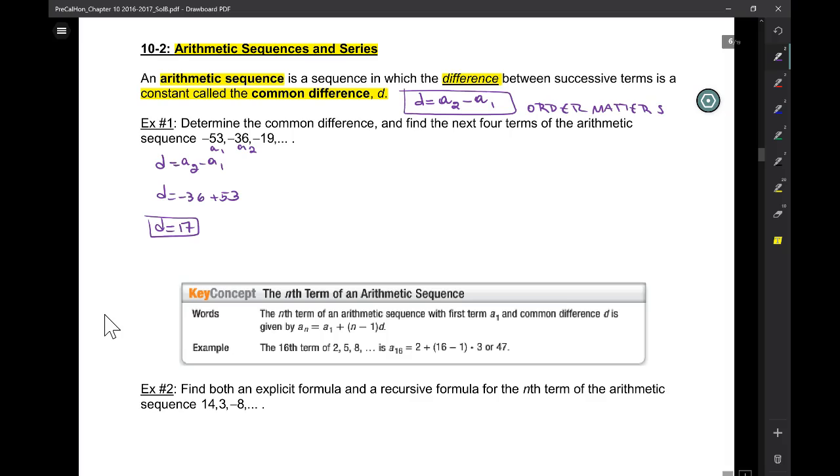That means if you go down the line to like term number 156 and 157, and you subtract them, you're going to have a difference of 17. Okay? So now it says, find the next four terms. So we say, okay, negative 19 plus 17 will be negative 2. And then negative 2 plus 17 will be 15, and so on and so forth.